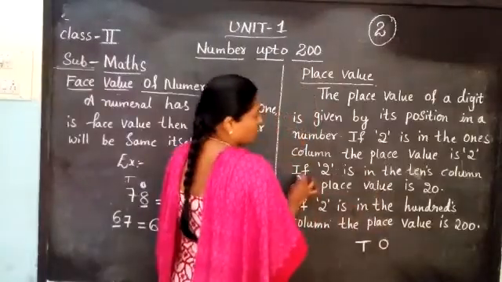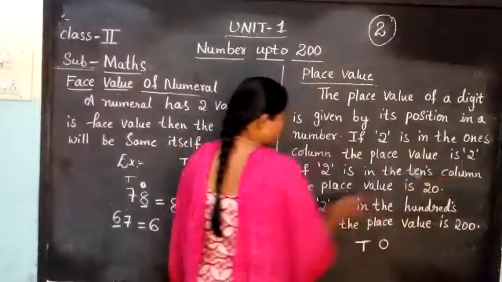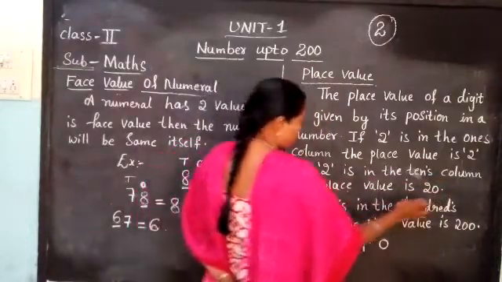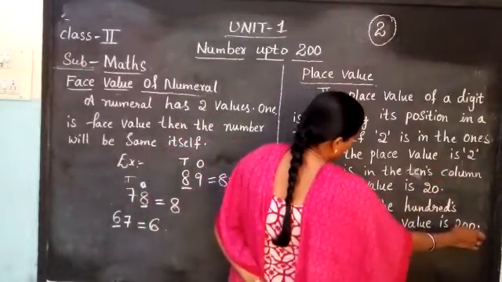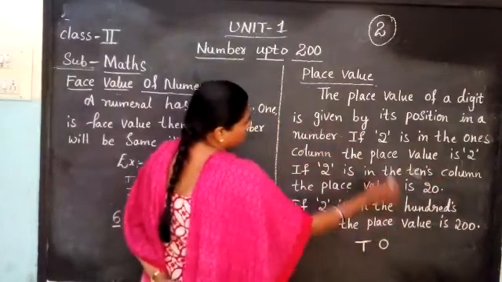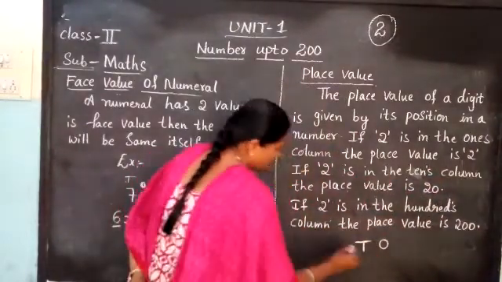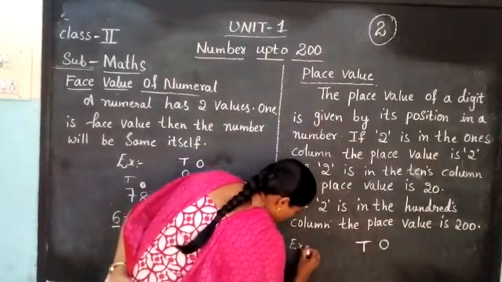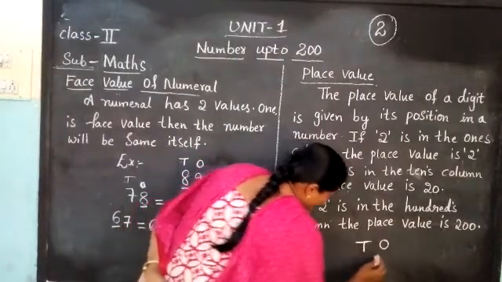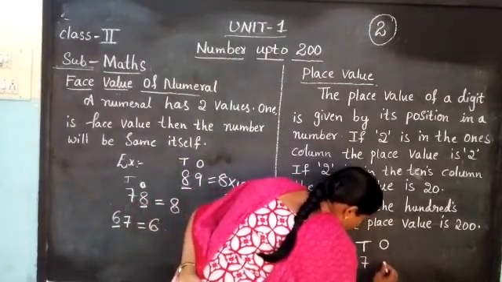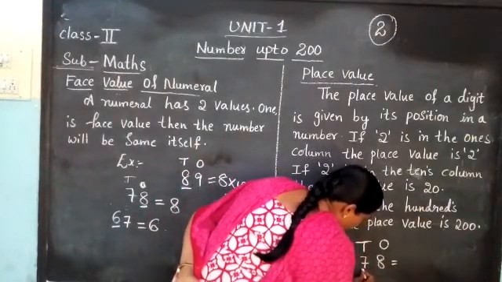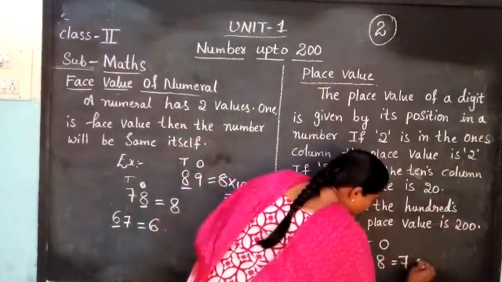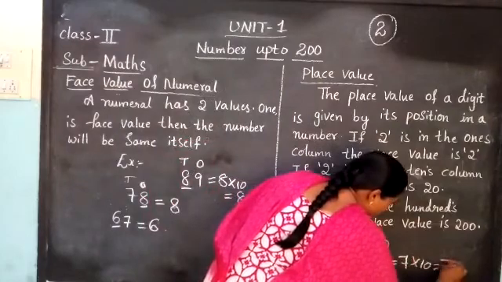2 into 1, 2 only. If 2 is in the tens column, the place value will be 20. 2 into 10, 20. If 2 is in the hundreds column, the place value is 200. 2 into 100, 200. Now let us explain an example. Take 78. Underline the number 7. 7 is in which place? Tens. 7 into 10 is equal to 70.